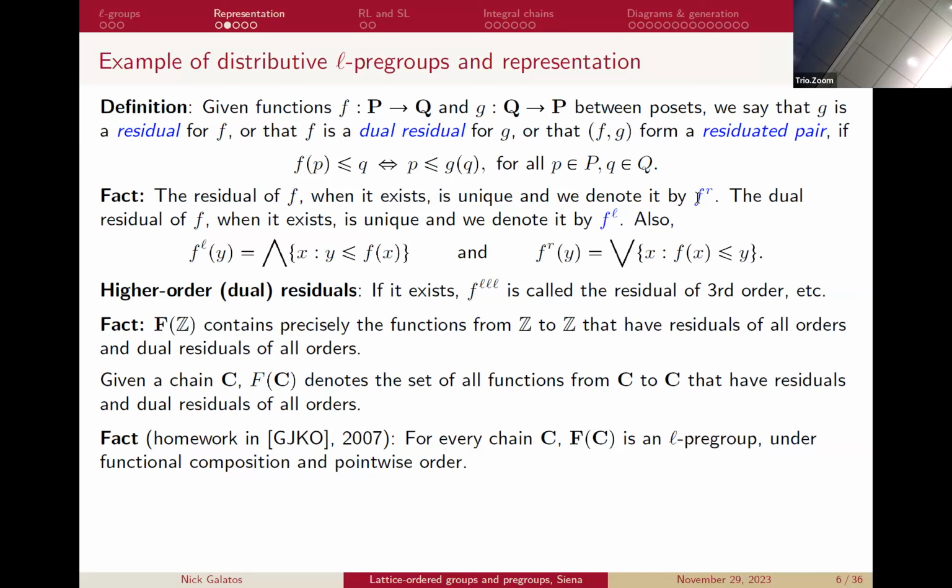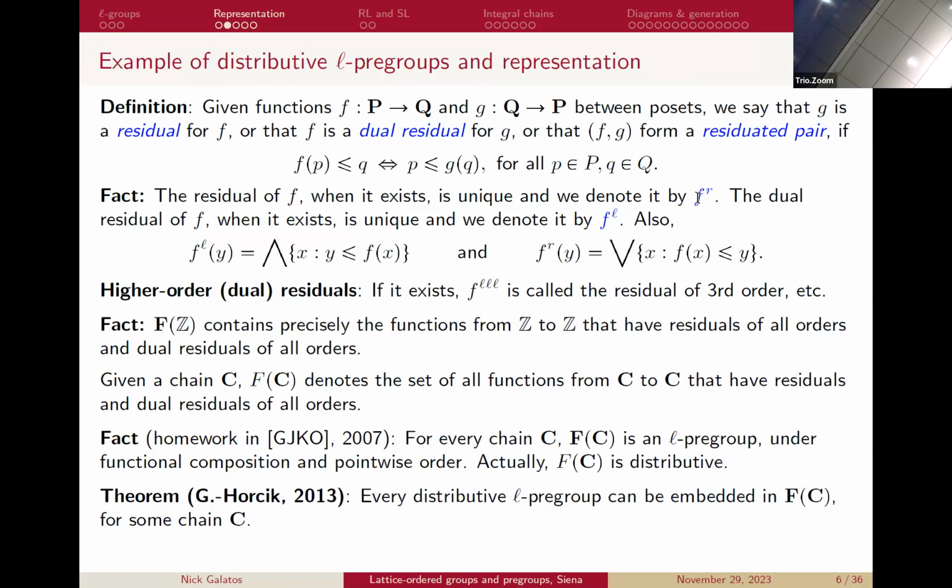These functional ones are also special because they are distributive. They're functions to a chain, so they inherit distributivity of the target. Because the ordering is just pointwise. And all distributive ones are of this form. So this is the Cayley-Holland type theorem for distributive L pregroups.